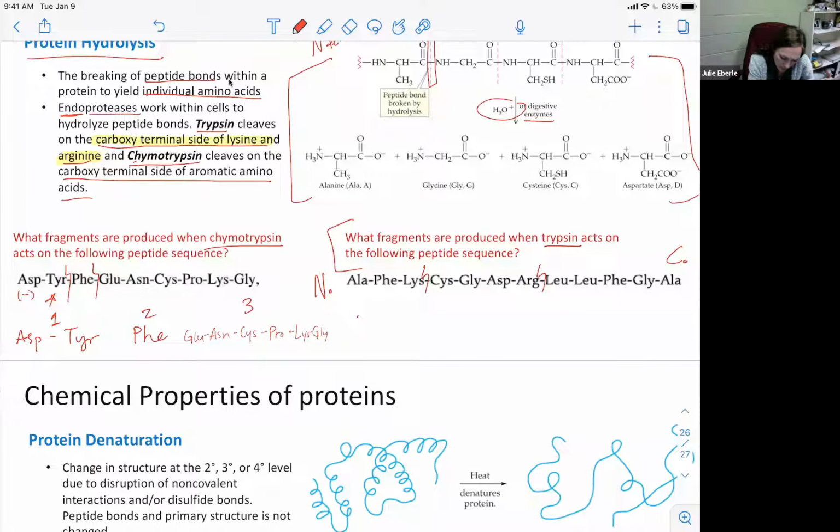Okay, so fragment 1 would be ALA, PHE, LYS. And then we get CYS, GLY, ASP, ARG. That'd be fragment number 2. Fragment number 3, so LEU, phenylalanine, glycine. And I'm just going to write an A for alanine because I didn't leave enough space to write all 3 letters. It'd be fragment number 3.